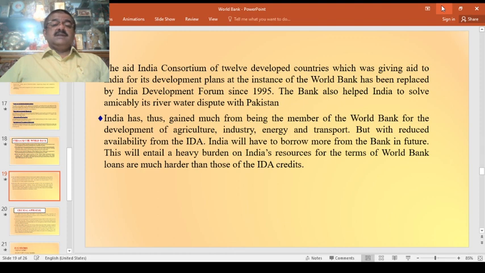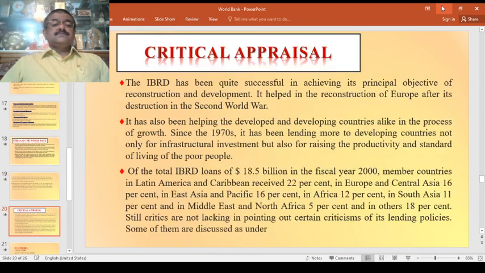India has thus gained much from being a member of the World Bank, for the development of agriculture, industry, energy and transport. But with reduced availability from the IDA, India will have to borrow more from the bank in future. This will entail a heavy burden on India's resources, for the terms of World Bank loans are much harder than those of the IDA credits. So, this is all about the Indian relations with the IBRD.